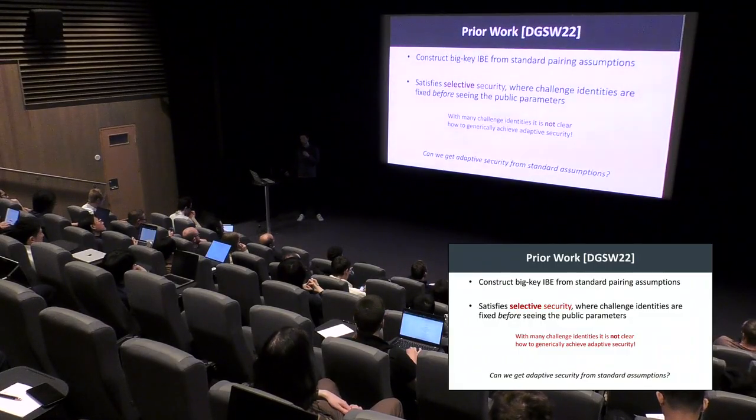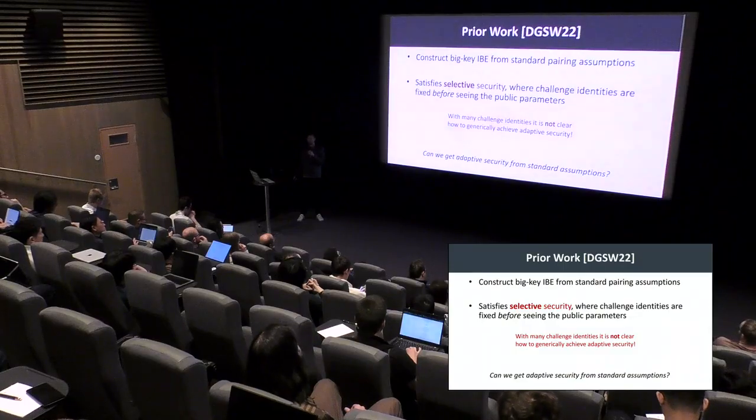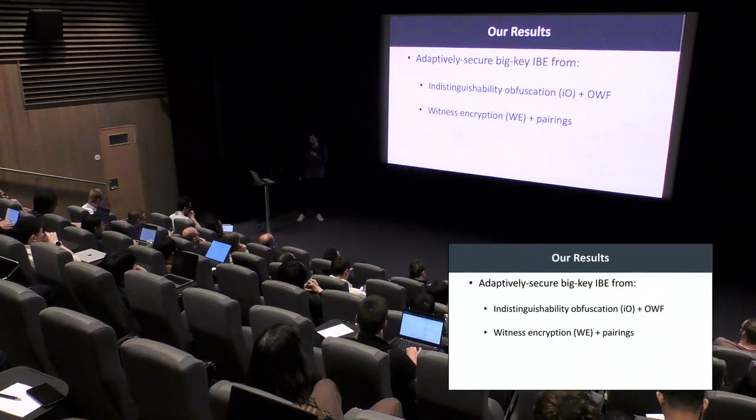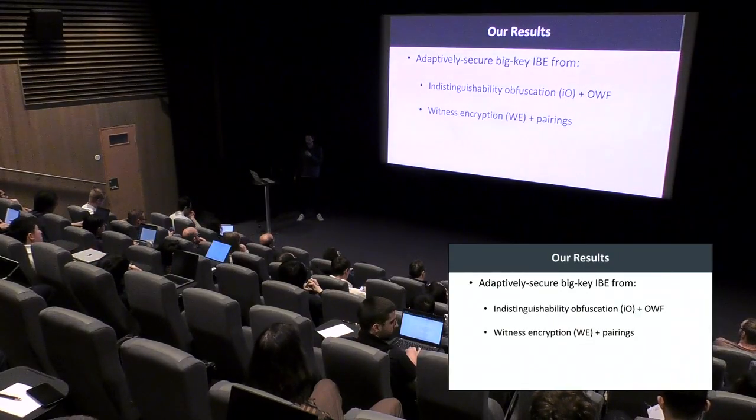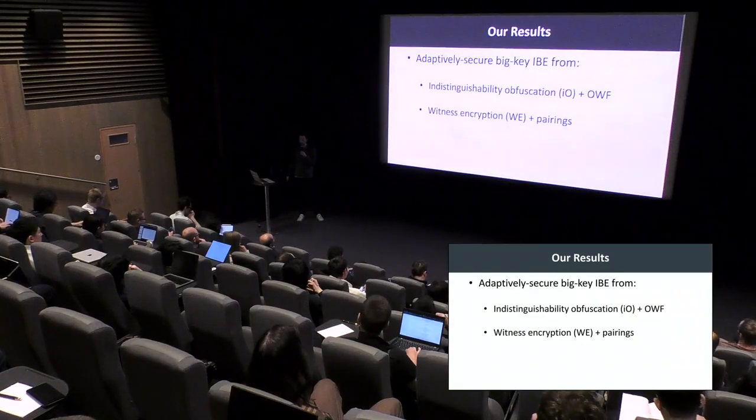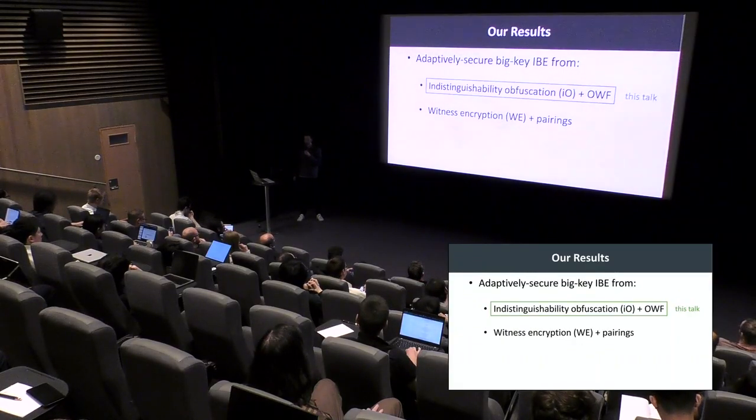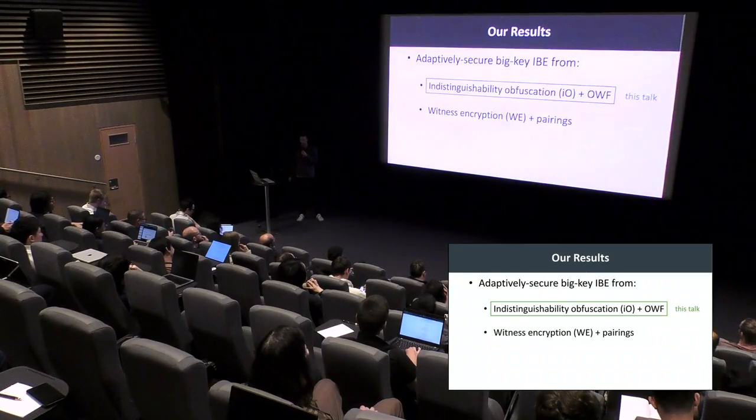And so what we ask in this work is, can we get adaptive security from standard cryptographic assumptions? And what we show is that indeed we can. We show a construction from indistinguishability obfuscation, or IO, along with one-way functions. And additionally, we show a construction from witness encryption along with pairings. And in this talk, we're mainly going to focus on the IO construction since it's a bit simpler, but still captures the main ideas. Okay, so now let's get into the construction.